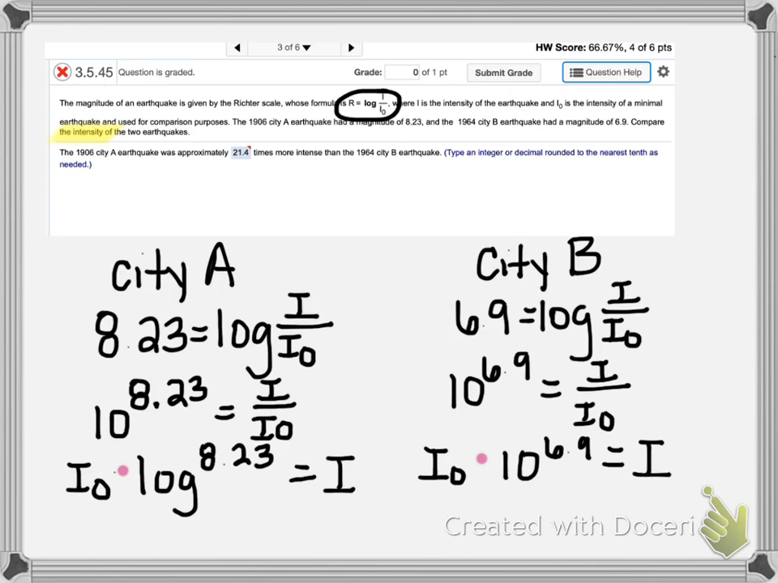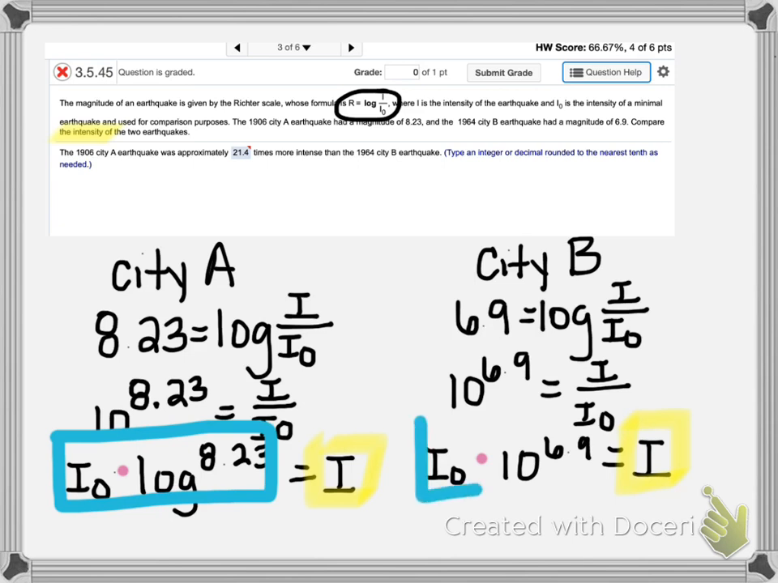Now, at this point, we know that we have I here and I there. So whatever we have on the other side, it should be equal. So we're going to take these two, and now that we know that they are equal, we can divide them by each other, so we can actually compare the intensities. It says city A is approximately this many times more than city B. So we're going to divide city A by city B.